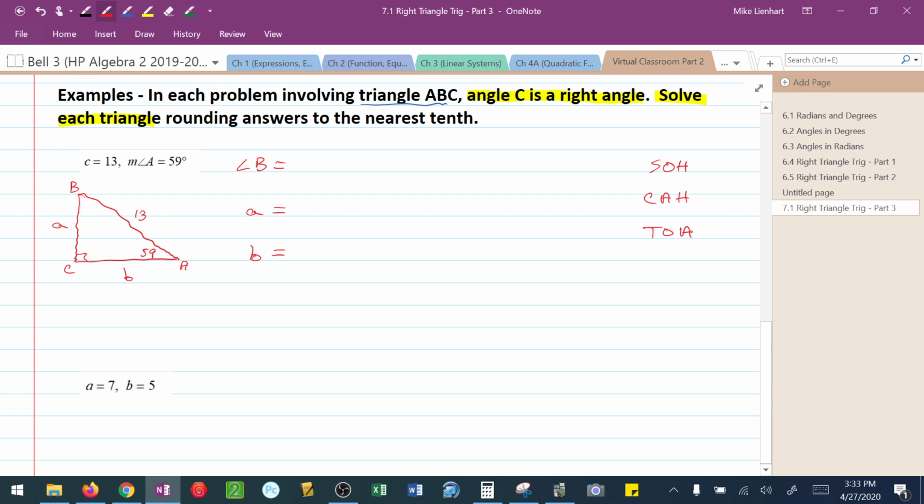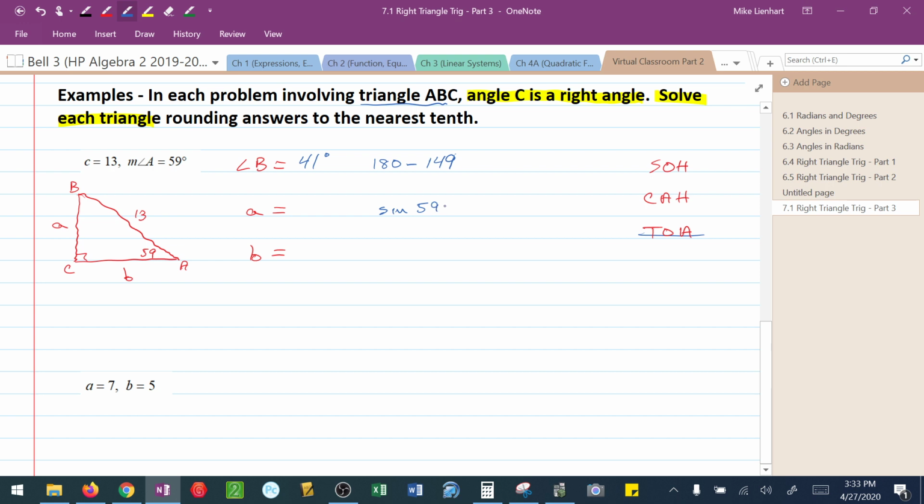Now, again, we have two of the angles, so to find angle B, I'm simply going to take 180 minus 149, which would tell me that angle B is 41 degrees. To find A, A is opposite, and we're given the hypotenuse. Well, first of all, I can eliminate the tangent here. I'm either going to use sine or cosine to find A and B. A is opposite, so that's telling me to use the sine.